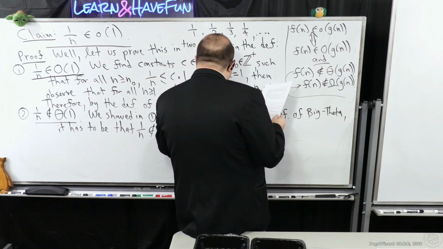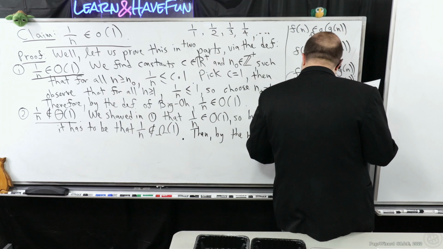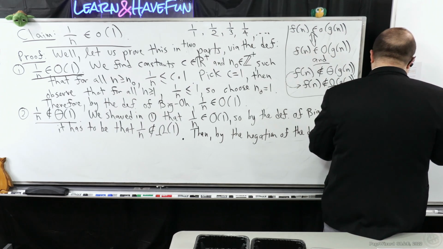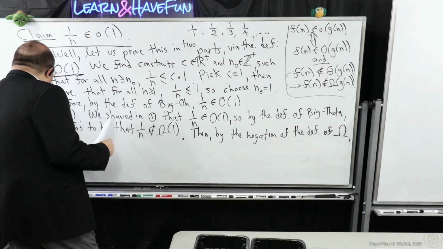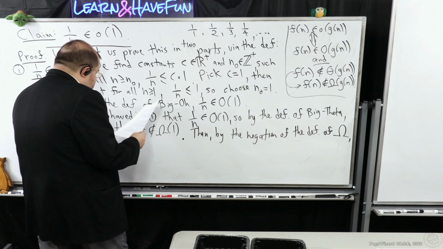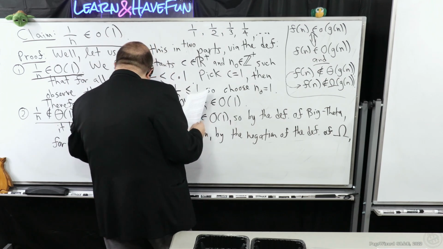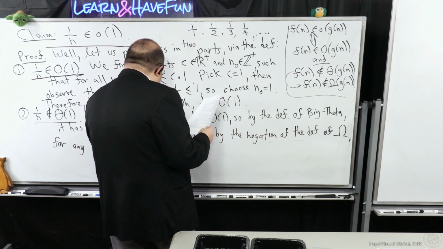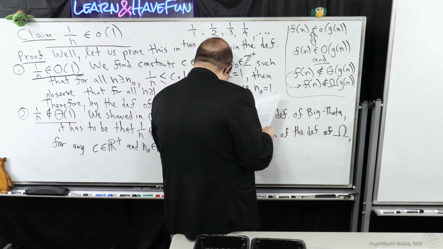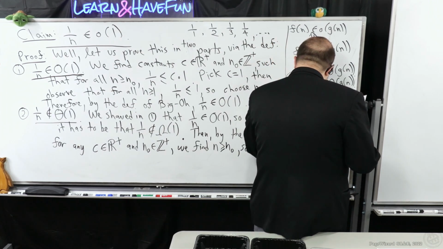So then, by the negation of the definition of big omega, for any c, a positive real number, and n0, a positive integer, we find n greater or equal to n0 so that 1 over n is strictly less than c times 1.